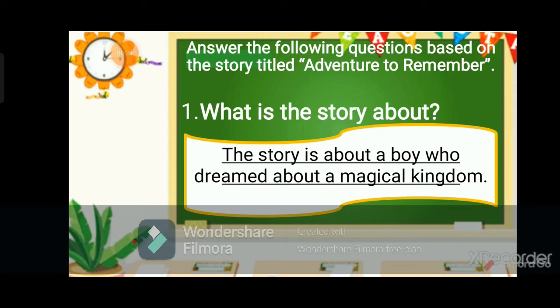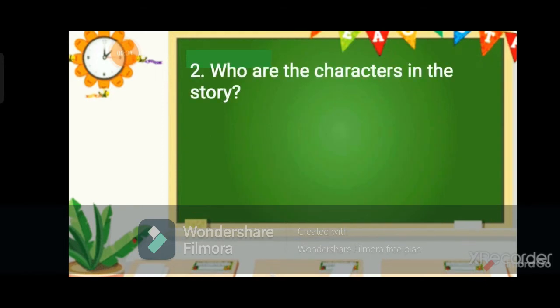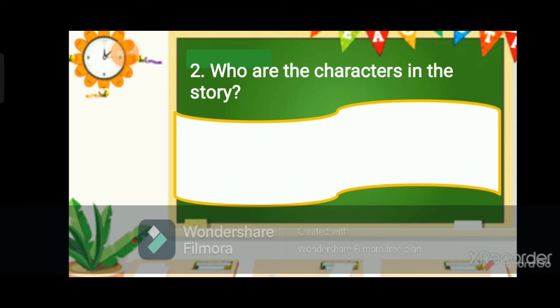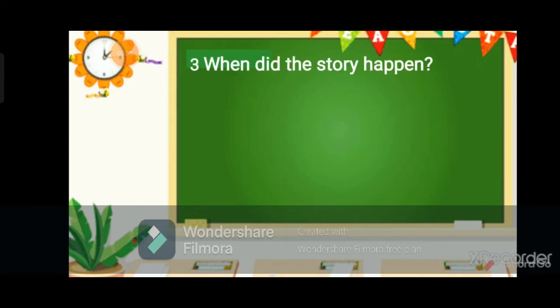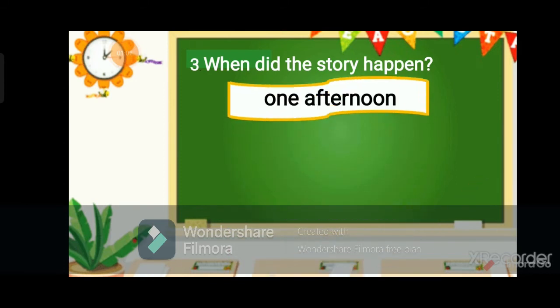Exactly right. Number 2. Who are the characters of the story? Anybody? Yes! We have Kill, the white cat, wizard, the newfound friends, and mother. Exactly right! Number 3. When did the story happen? Anybody? Yes? It happens one afternoon.